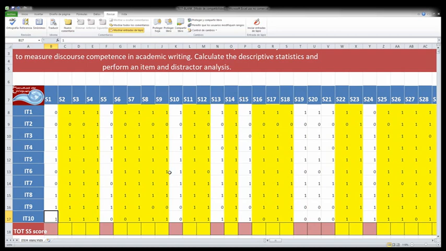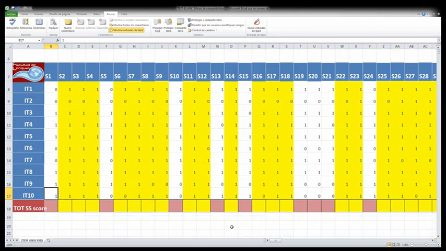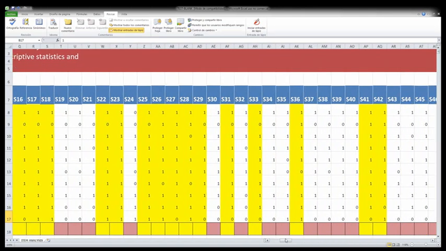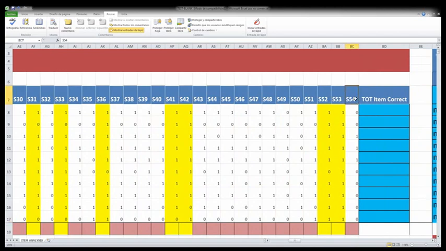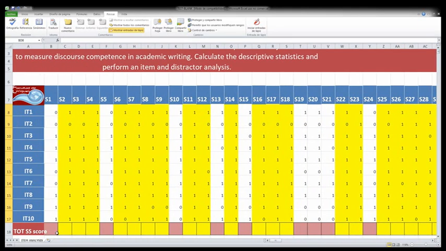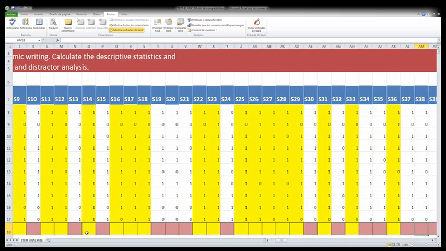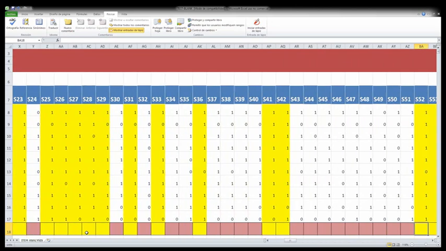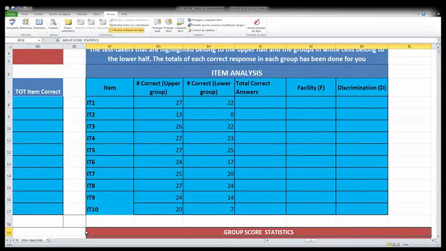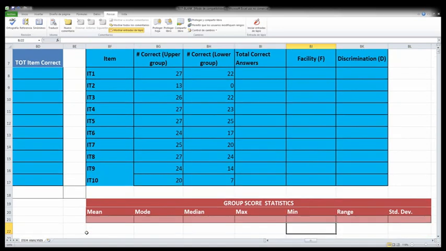So this is the format. As you can see, you have all of the correct and incorrect answers for a total of 54 test takers. You have to calculate the total correct items for each of the individual questions, and in this part you have to calculate the total score of each of the test takers here. So you're going to calculate the totals here, and after you have the totals, you are going to calculate the descriptive statistics for the whole group.